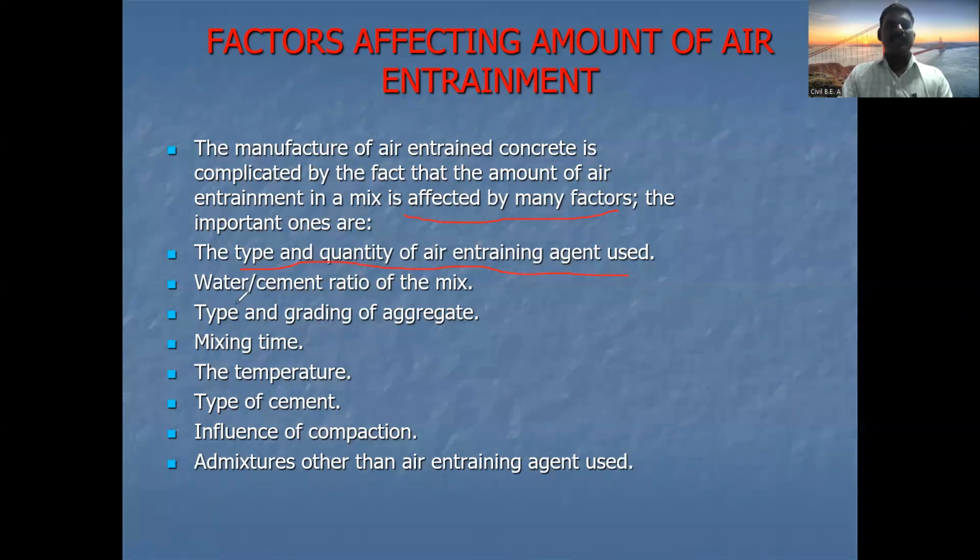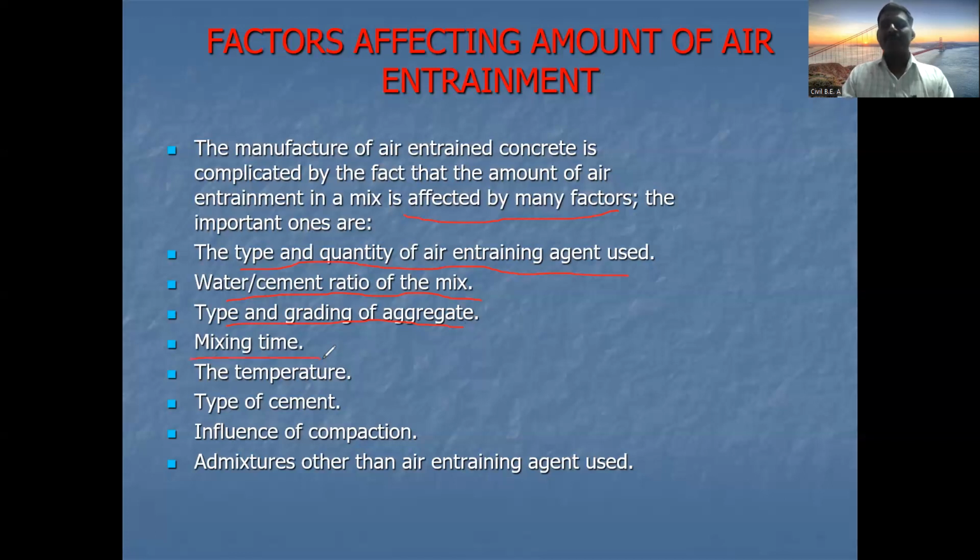Then the second factor is the water cement ratio of the mix. Whatever mix we are making, the water cement ratio we have used affects the amount of air entraining agent. Then the types and grading of the aggregates. We use two main types of aggregates, fine and coarse aggregate, and the grading of that aggregate also affects the air entraining agent.